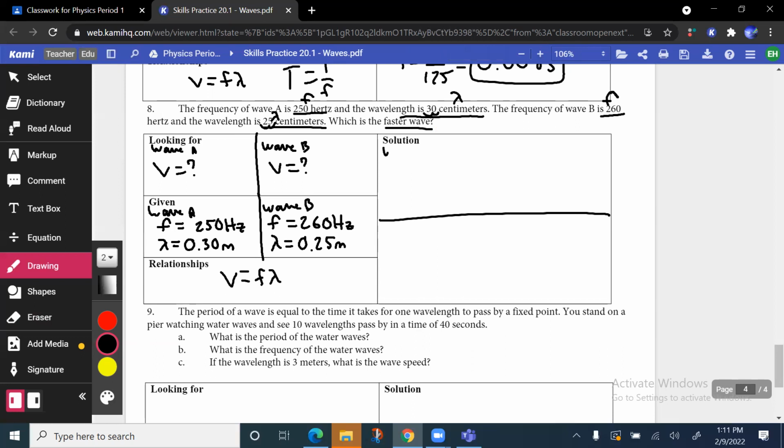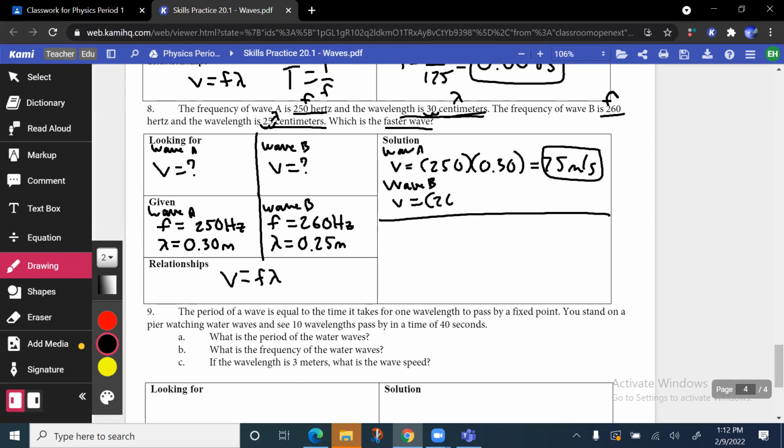So if we split this up, wave A is going to have a speed of 250 times 0.3, which is about 75 meters per second. Okay. Now, if you left the units in centimeters, that would be fine. It's just you would have 7500 centimeters per second. So please make sure that if you did not change the unit of wavelength, that it's reflected in the unit of speed.